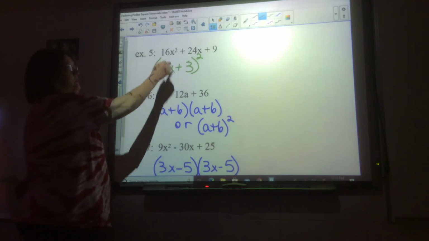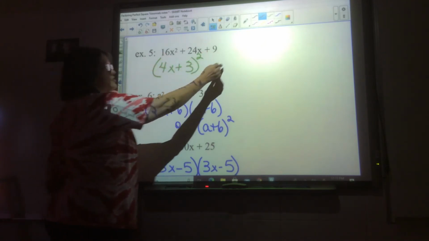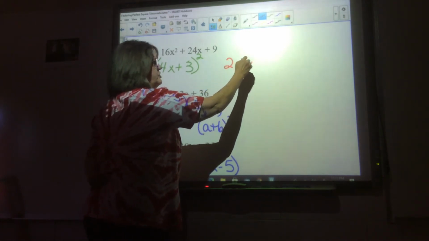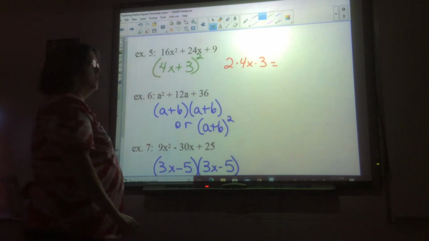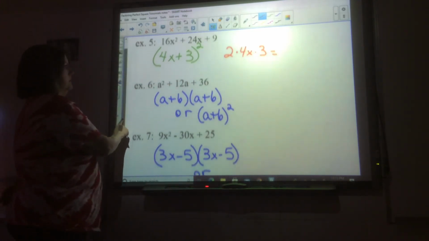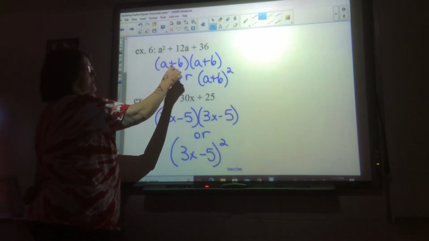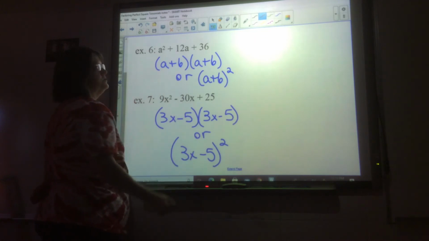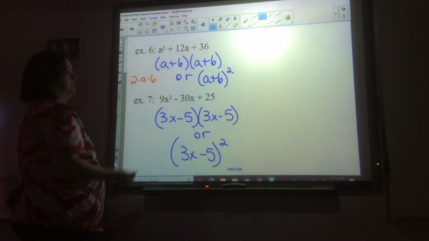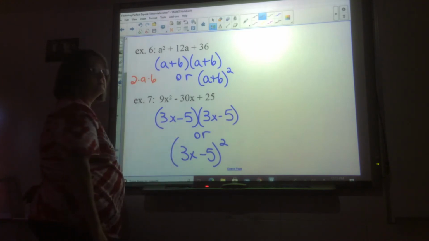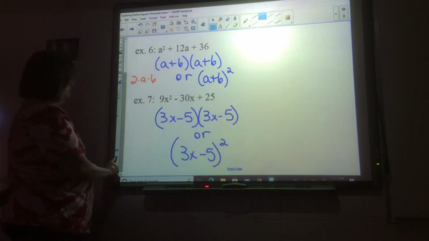All right. Square root of 16x squared, 4x. Square root of 9 is 3. Check the middle term out. Make sure, and that is 24x. That works. Come down here, same thing. The square root of a squared is a. The square root of 36 is 6. 2 times a times 6 is 12. I'm going to skip these examples because I think you can see them just fine on the notes. And we're going to move on.